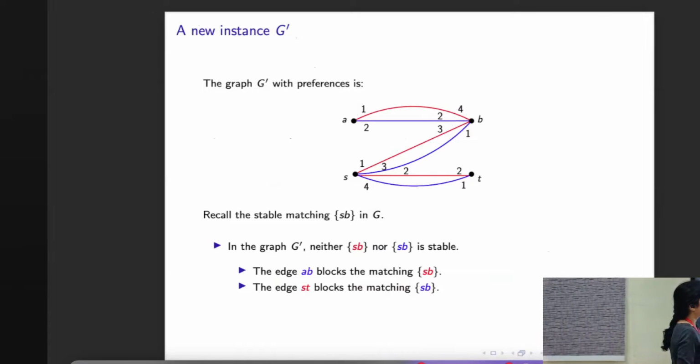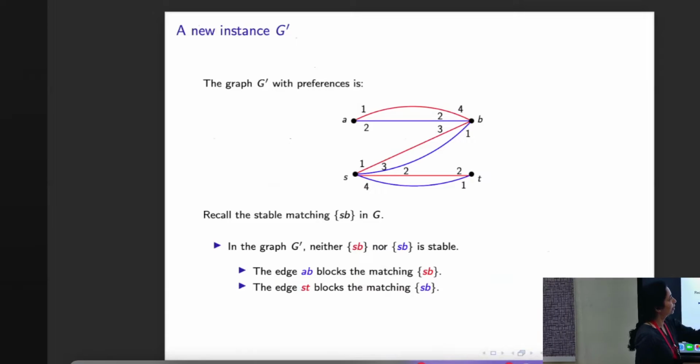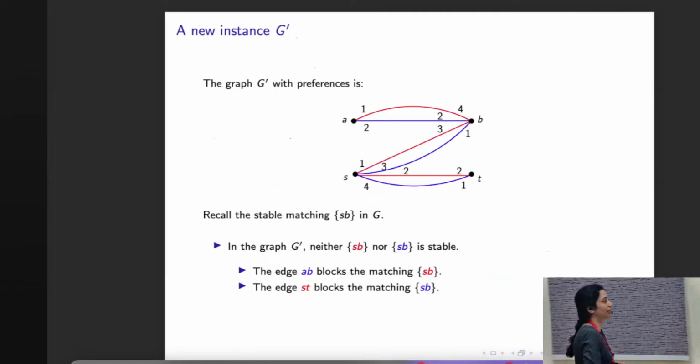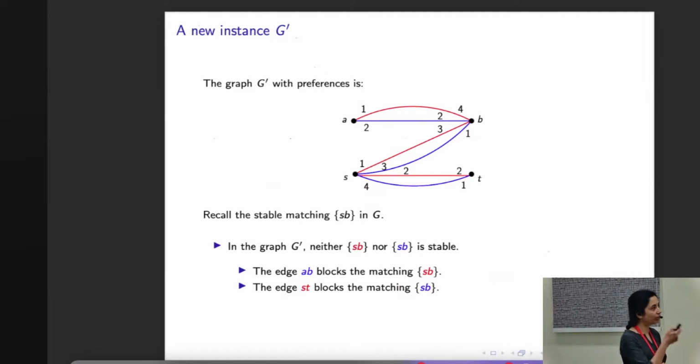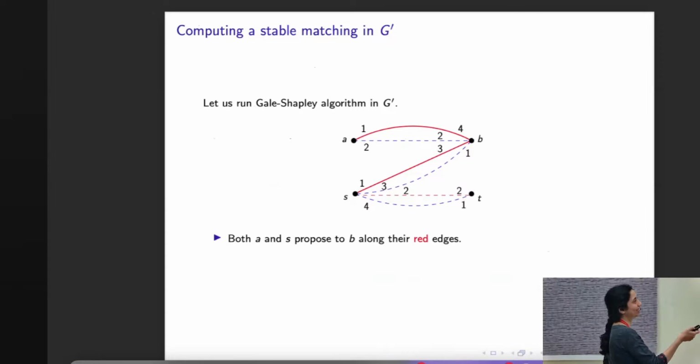Similarly, when you look at the blue edge SB, S would rather be matched along the red edge ST compared to the blue edge SB. So neither the red edge SB nor the blue edge SB is stable in this graph G prime. So what is the stable matching here? Some people have already checked it, but let's run it.